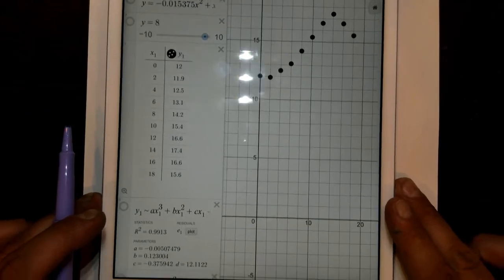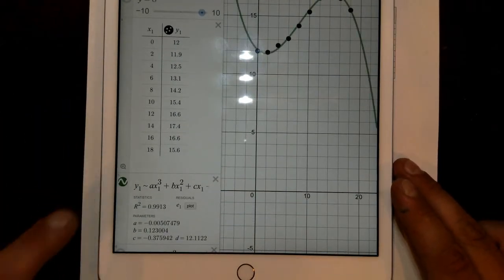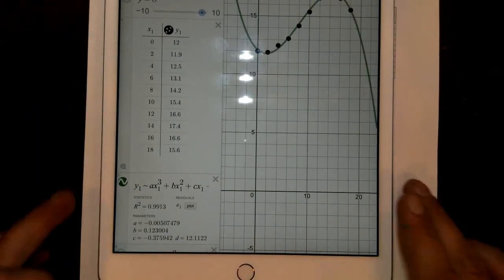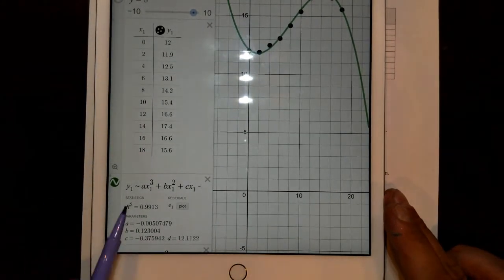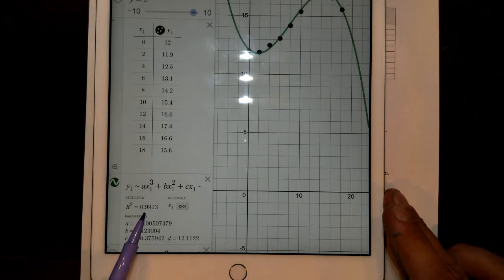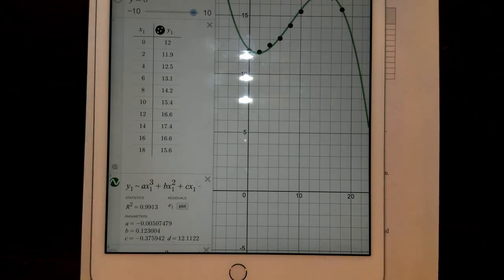So I went ahead and I got the line of best fit. As you can see, it looks pretty nice. It models the data pretty accurately. And the r squared is very close to 1. So that tells me it's pretty accurate as well. And these are my parameters.